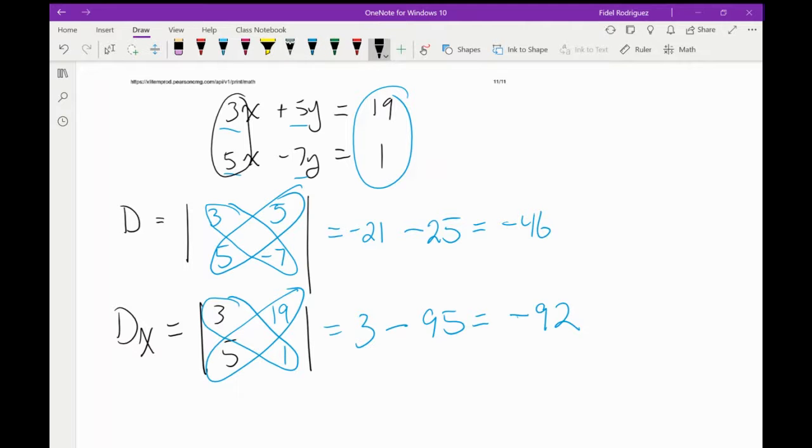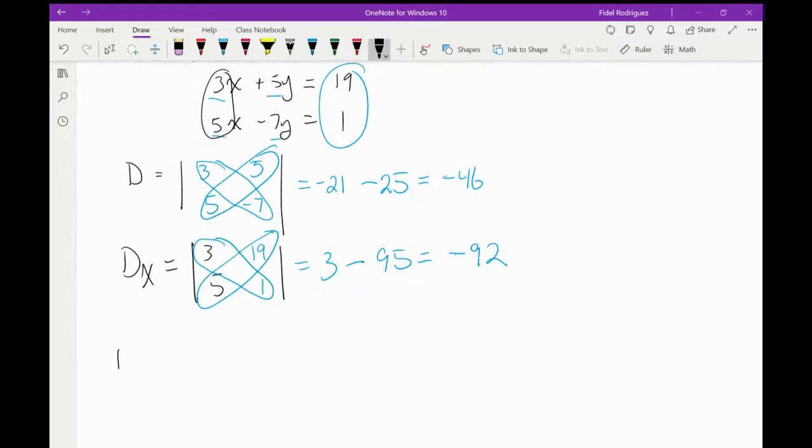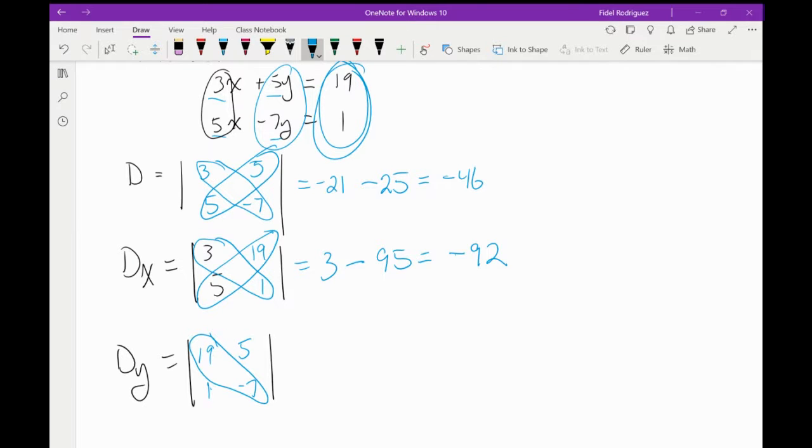And then we're going to find the dy determinant. So the y numbers will stay where they are. This will still stay a 5 and a negative 7. But these numbers will go in the first column, the 19 and the 1. And so again, we're going to multiply along the diagonal. So 19 times negative 7 is negative 133, minus 5, which should be negative 138.